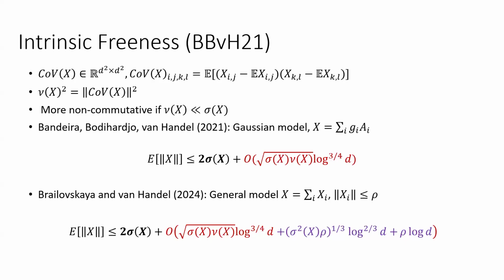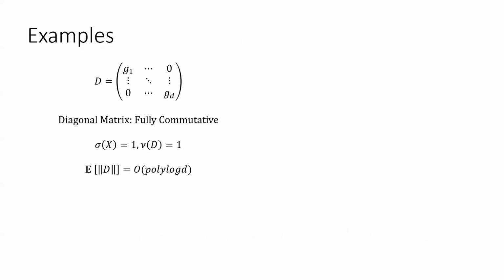Can nu of x be bigger than sigma of x? Yes. I see. So that's why this is not an improvement over the previous bound. And in fact, I'm going to get to it in this case. If we go back to the previous example, if you look at the diagonal matrix, which is fully commutative, you can verify that nu and sigma are the same, and you have no improvements, as Eric just said.